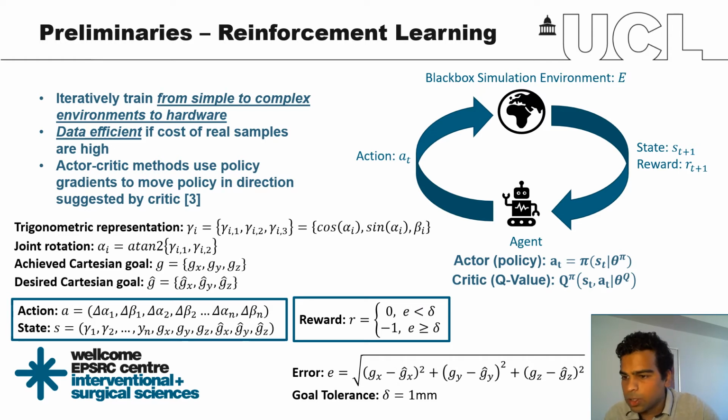And the reward is going to simply be 0 if our error is below a certain threshold, or -1 if it's greater than some threshold. We chose to go with this -1 to try to limit the number of unnecessary steps in the episode.